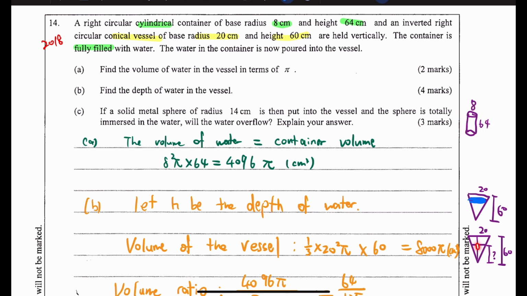We do not know the height. We do not know the height of the water. That's what we need to find out. But we have the entire height of this vessel, and we can find out the volume. Why do we need to find out the volume?